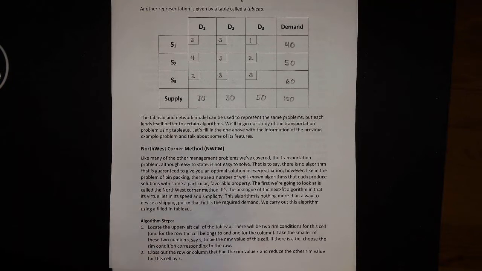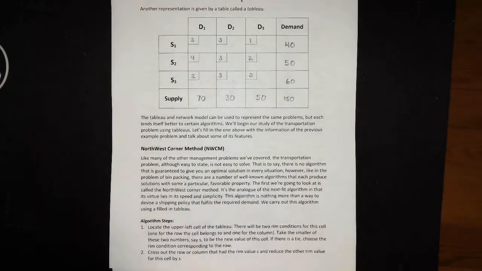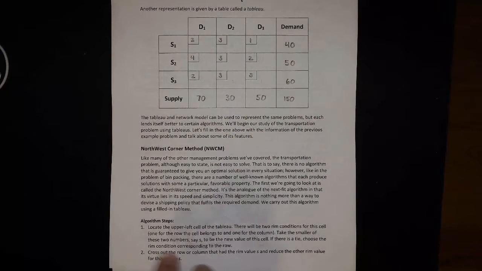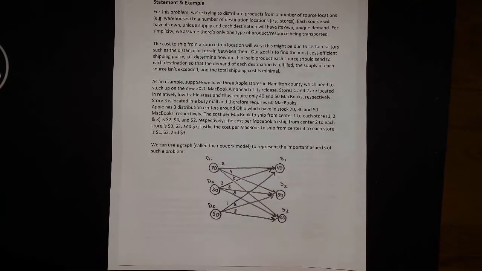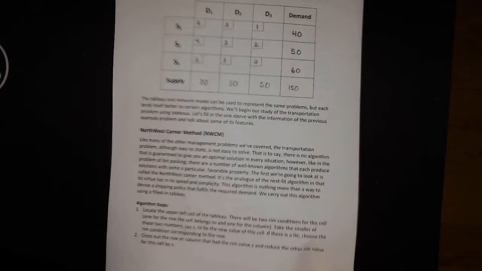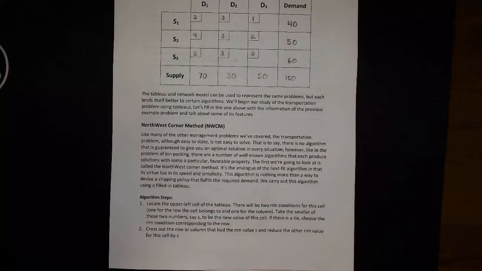I just want to note that the first few algorithms, like I said, will deal with tableaus, and then sometime next week we'll deal with algorithms that use the network model, which are a little more complicated than those that use the tableau. So in the next video, I'm going to discuss the first algorithm for finding a shipping policy, which is called the Northwest Corner Method.